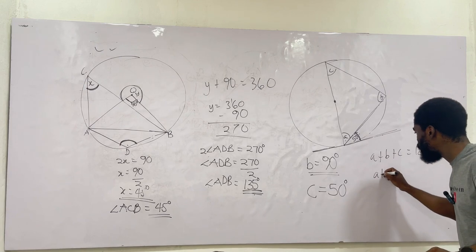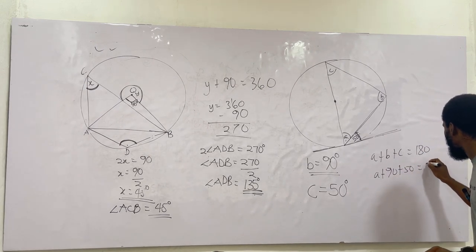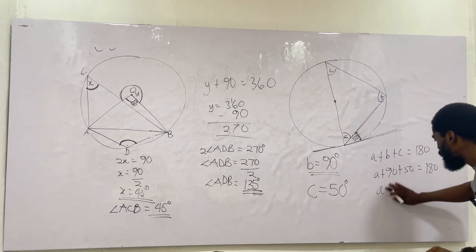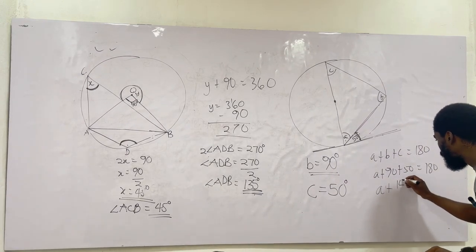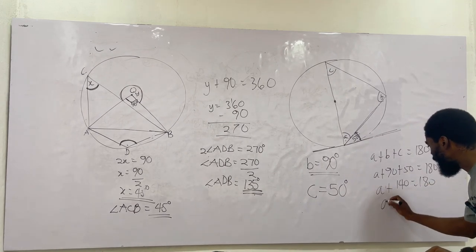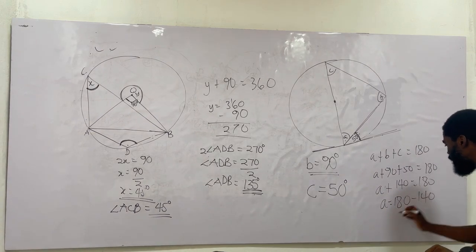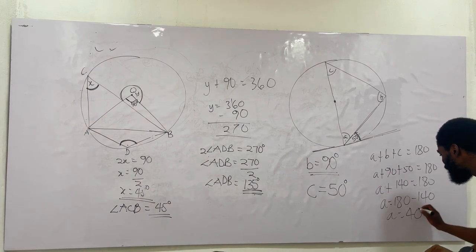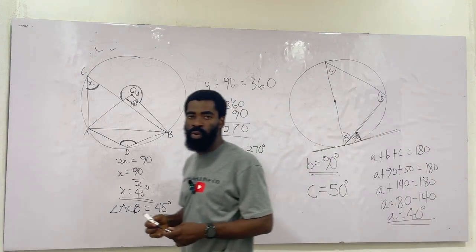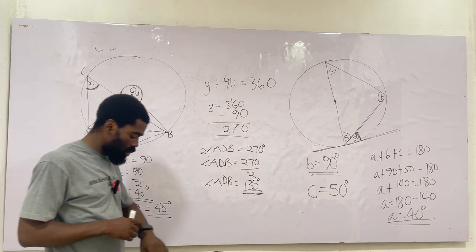So I have A plus, what is B? B is 90 degrees, plus this, equals what? Equals 180. This will give me A plus 140 degrees equals what? Equals 180 degrees. So I'll get A equals 180 degrees minus 140 degrees. A equals what? Equals 40 degrees. Very, very simple. So you see how simple the question is. Very, very well. Simple question.